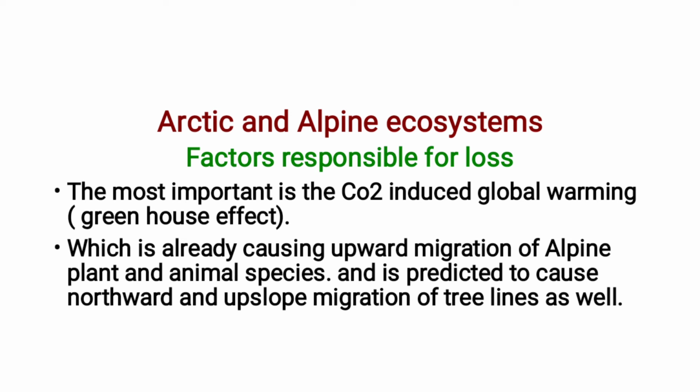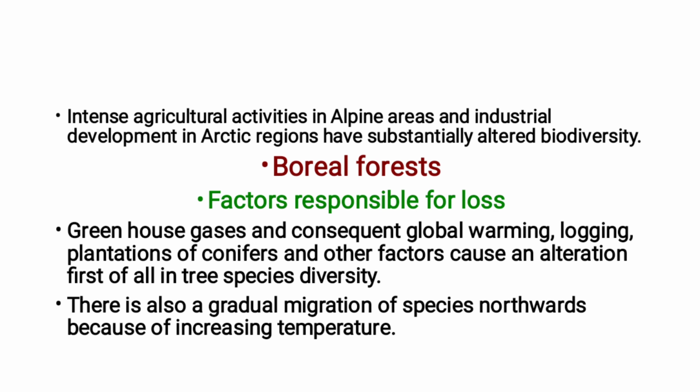The most important is the carbon dioxide induced global warming, that is the greenhouse effect, which is already causing upward migration of alpine plant and animal species and is predicted to cause northward and upslope migration of tree lines as well. Intense agricultural activities in alpine areas and industrial development in Arctic regions have substantially altered biodiversity.